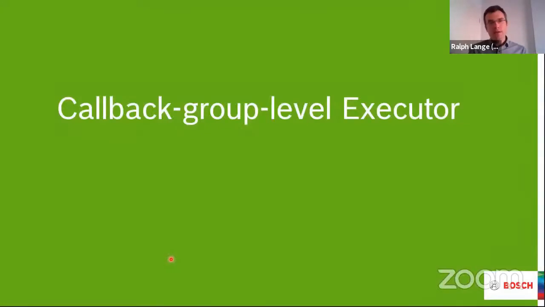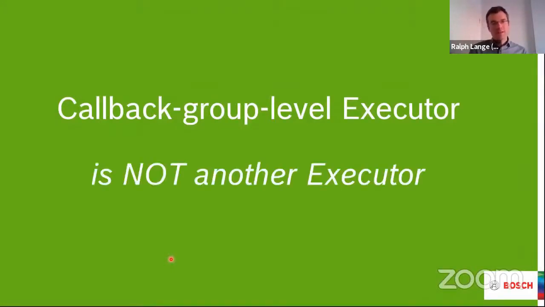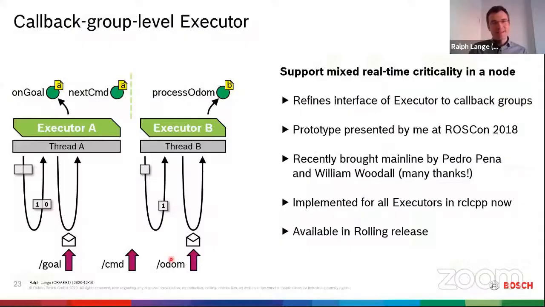The next work I would like to present to you is the callback group level executor. And the first important message, it's not an executor, although we used this name a lot in the last years. What it is, is a refinement of the existing executor API. So far, the executor allows to add a whole node, and with this refinement, you can now create multiple executor instances in your process, assign them to different threads, and map the callback groups to the different executors.